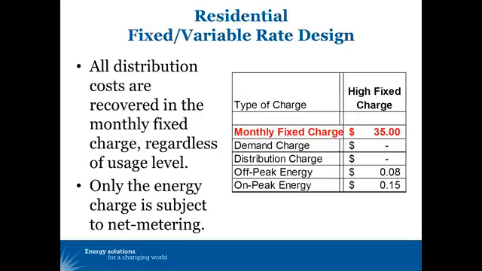The first is a fixed variable rate design, where all distribution costs are recovered in a monthly fixed charge regardless of usage. So this has a monthly fixed charge of $35 that covers the billing and collection costs and the distribution system costs. Only the energy charge would be subject to net metering. This customer would get 8 cents a kilowatt hour for power fed to the grid off-peak and 15 cents for power fed to the grid during on-peak periods.